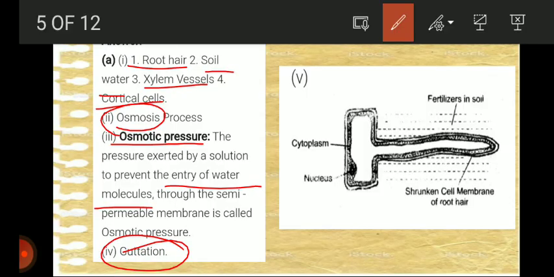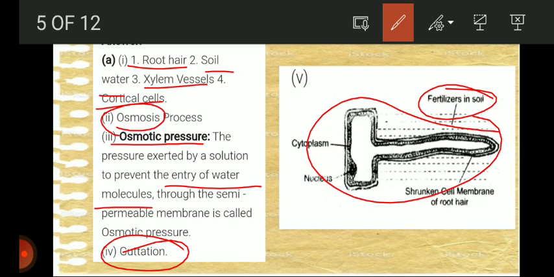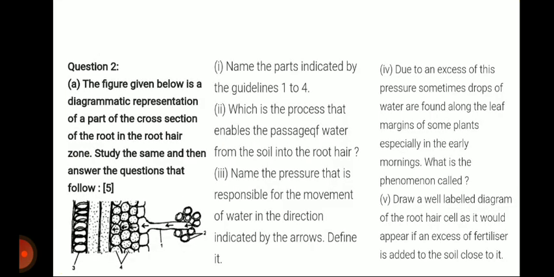See, there are fertilizers in the soil and this is the root hair, right? What will happen? It will shrink. It will shrink due to plasmolysis. Water molecules will come outside because whenever you are adding excess fertilizers in the soil, it has become hypertonic. So water molecules will come outside of the cell or root hair. So you will get a shrunken cell membrane of the root hair. Clear? I hope the second question is also clear to you all.